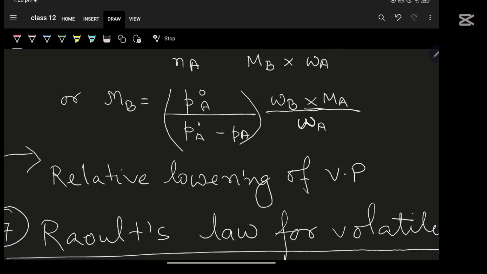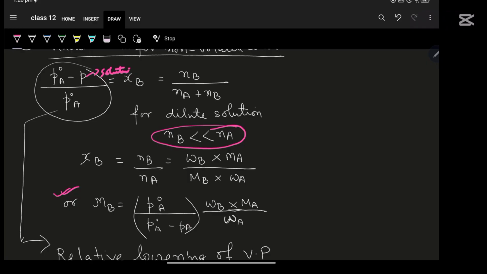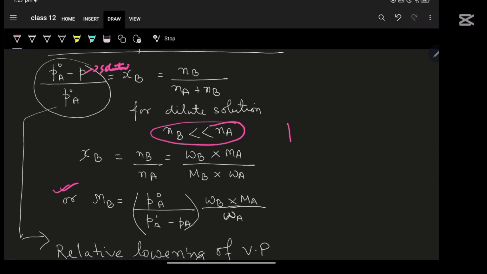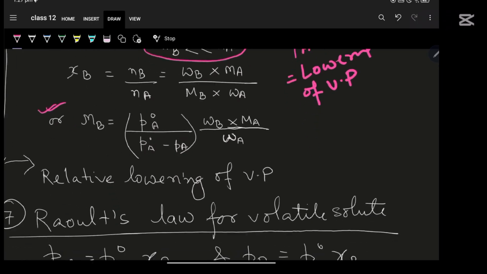So this is how you can find the molecular mass of solute using the relative lowering of vapor pressure. Relative lowering of vapor pressure is P naught A minus P by P naught A. If it is only lowering of vapor pressure, then it will be P naught A minus P. This is the lowering of vapor pressure, not the relative lowering. For relative lowering, it is with respect to P naught A, so divided by P naught A.